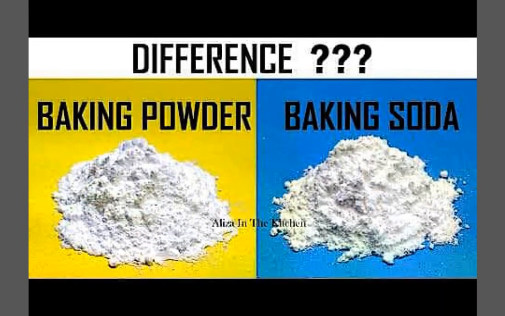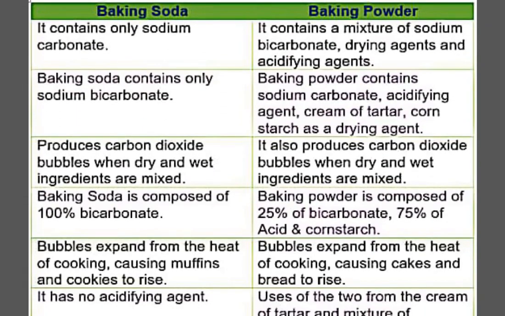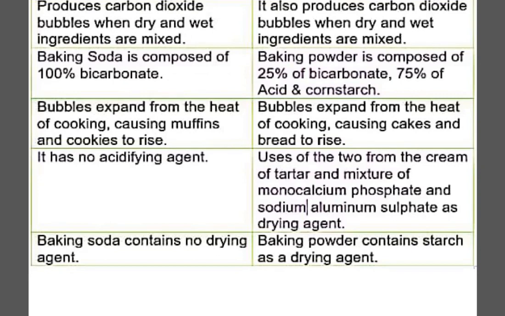Baking powder and baking soda difference I have already told you. Baking soda is simply sodium bicarbonate, whereas baking powder is the mixture of baking soda and a mild edible acid, maybe tartaric acid or citric acid. These are a few of the differences which you can note down in your notebook. An important point: in baking soda there is no acidifying agent, and in baking powder there is an acidifying agent. So this is all about baking soda, its preparation, its properties and uses.